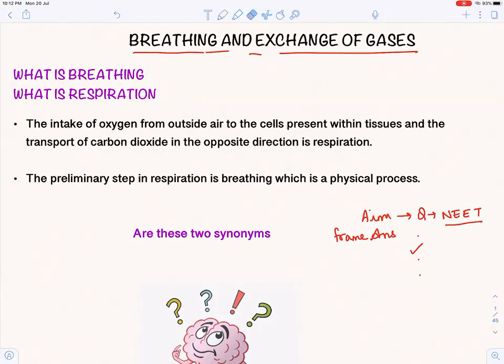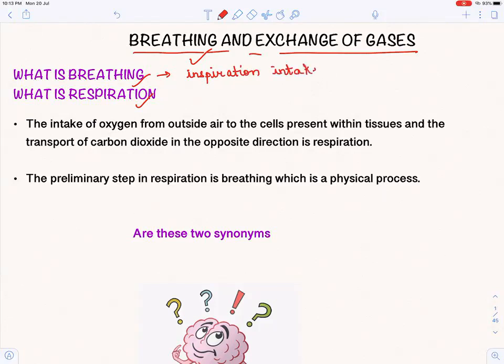So now we are going to start this chapter, breathing and exchange of gases. Let us first see what is breathing and what is respiration. From small classes, we are studying breathing is inspiration, that is intake of oxygen, and expiration or exhalation, that is giving out CO2.